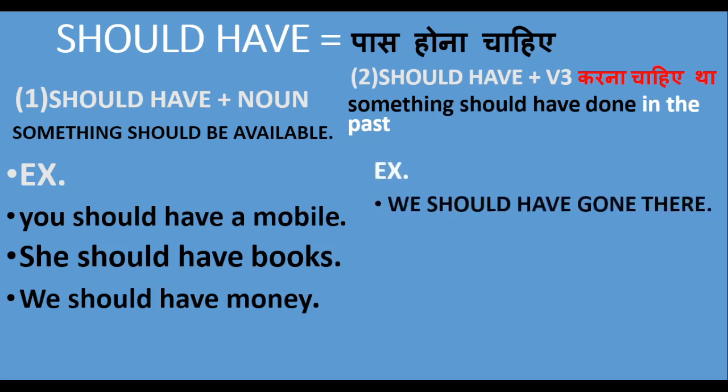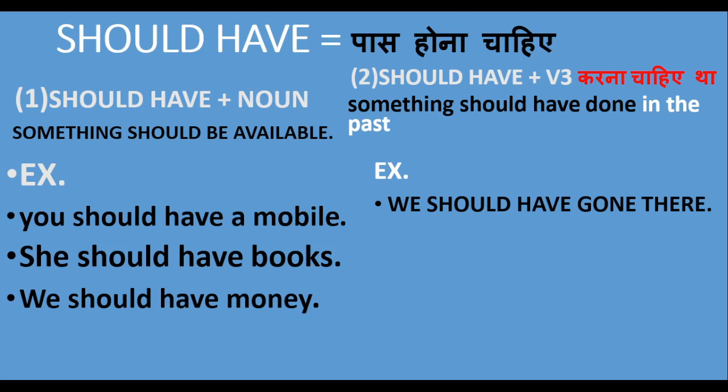We should have gone there. In this sentence, I used should have plus verb third form to show regret of the past. For example, we were five friends and one friend invited us for dinner. And we did not go for dinner. And after a day, we were regretting and thinking we should have gone there for dinner.